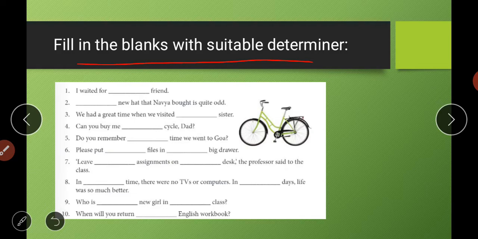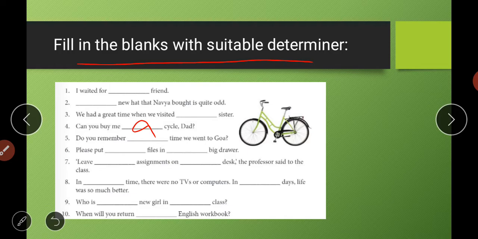Then, can you buy me dash cycle, dad? So again we are talking about one cycle, a singular thing. There is nothing special about that cycle. We are not specifically demanding any kind of cycle. Simply we are saying, can you buy me a cycle, dad? So here we will simply write the article "a". Can you buy me a cycle, dad?